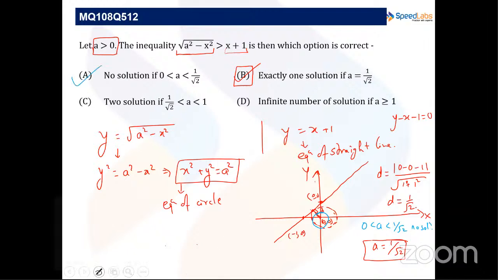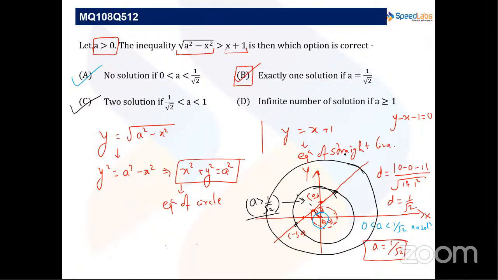Now for the value of d, or we can say the radius, that is a, greater than 1 by root 2, it will cut the line at 2 points. So it will have two solutions. Whatever be the value of a, for a greater than 1 also, it will cut it at 2 points only. So D is not the correct option. We have the correct options A, B and C.